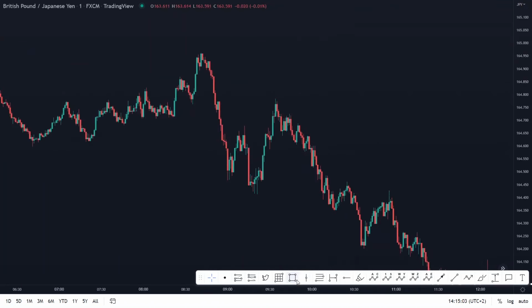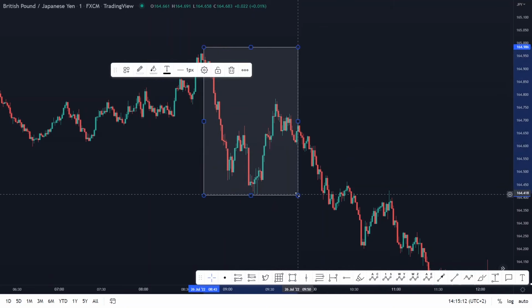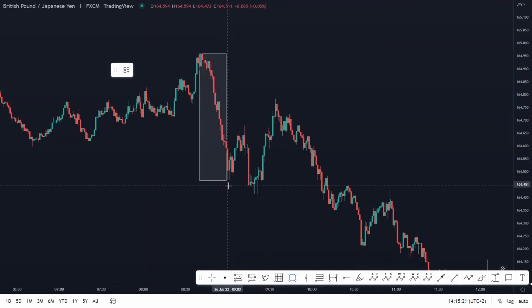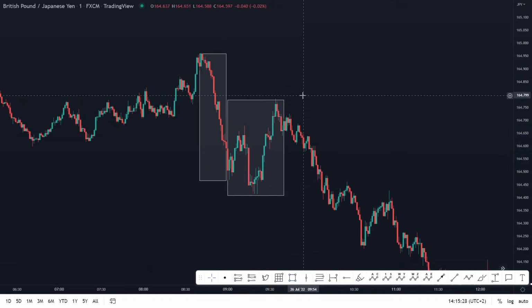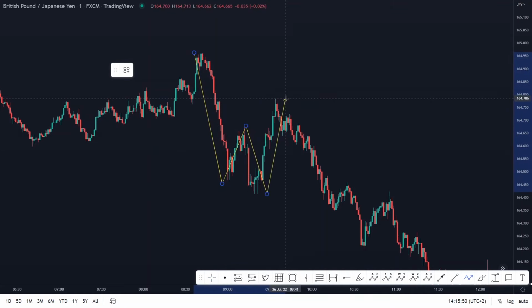As we can see from this area here, this is the same structure that I demonstrated to you in the beginning of the video. You will see it clearly. As you can see here, we have an impulse to the downside. This area here is just a correction, because we can clearly see that this move here is very impulsive and this one here is just corrective. So we can see that we have a low, a high, and a low, and then a high.